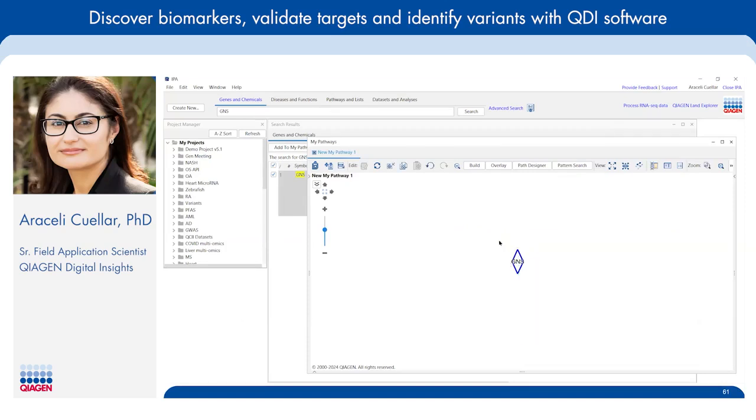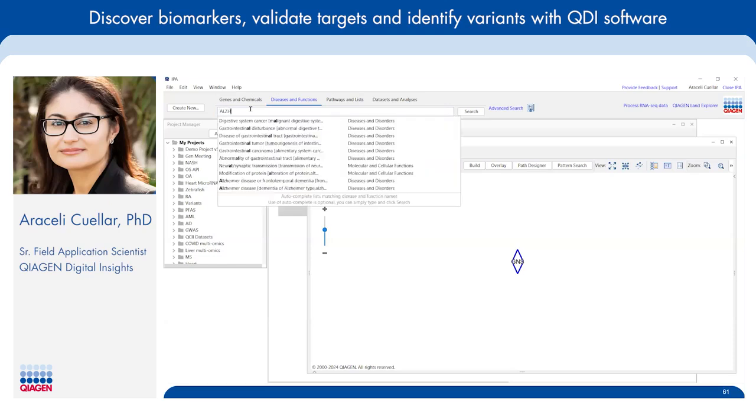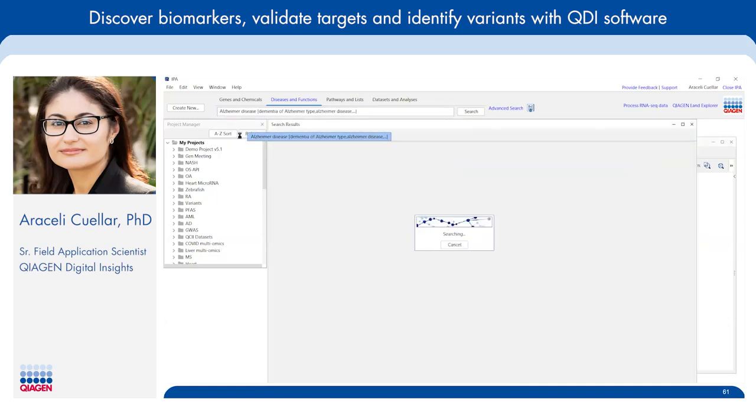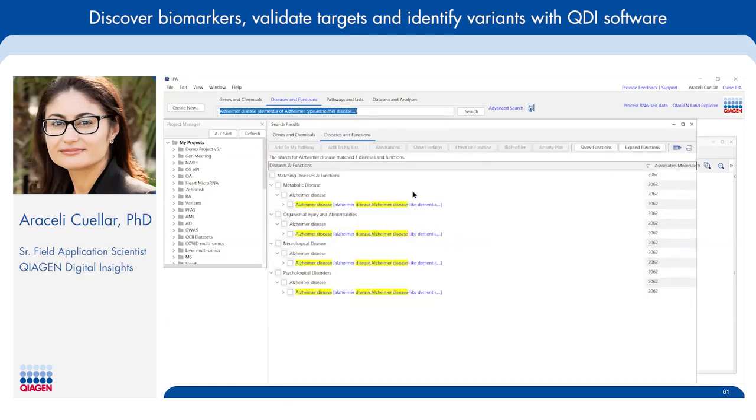So now that you have your gene, you can search for your disease of interest by simply going into Diseases and Functions tab under the search bar. So here, go ahead and type in. So we'll start to type in Alzheimer's disease. And as you do so, it is going to populate. So you can select your disease of interest. And similar to what you did with the gene, right, you can select your disease.